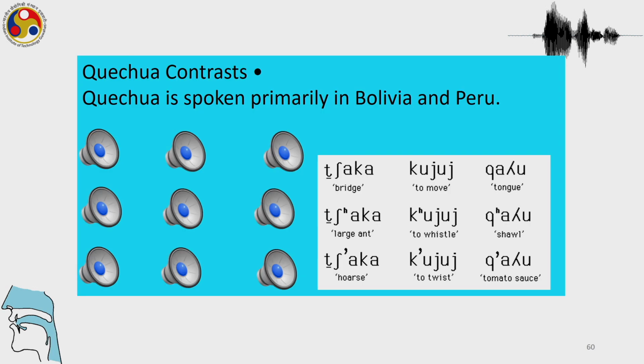Quechua also has uvular sounds, and we will play these Quechua sounds. Quechua will be important for talking about another type of sounds called epiglottals. So here. Aka, kuyui, galu.